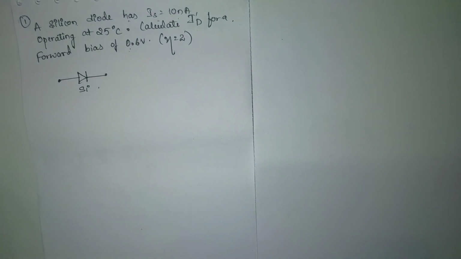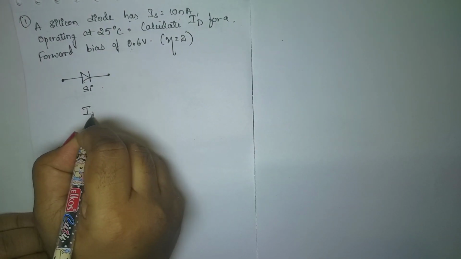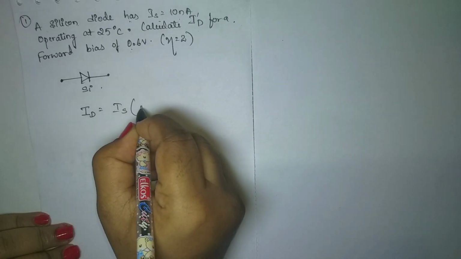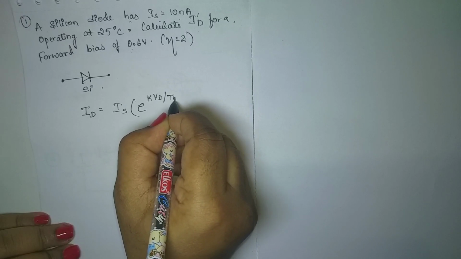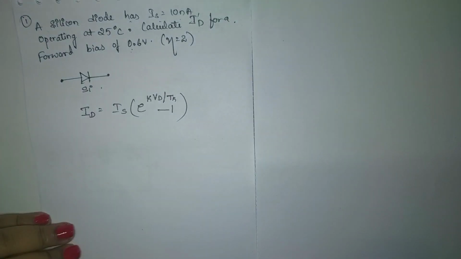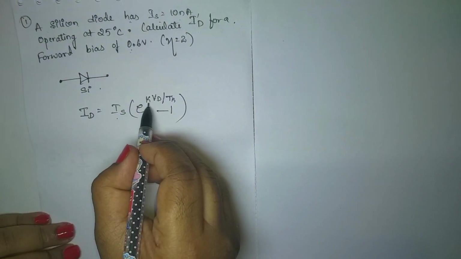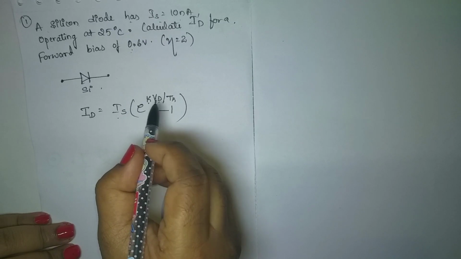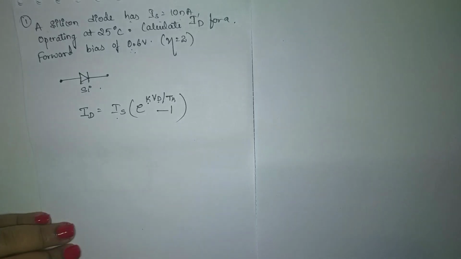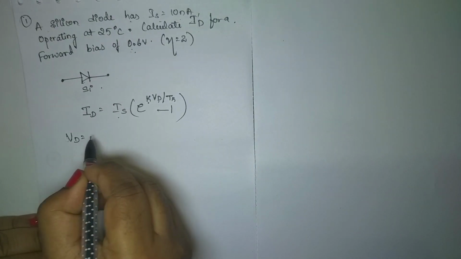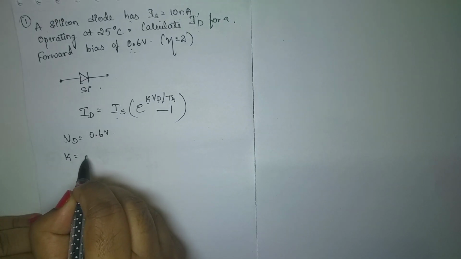Before starting the calculation, I'll write down the equation for current. We know that ID is equal to IS into e power (k into Vd divided by Tk) minus 1. Okay, this is the expression. In this, I know the value of Is. I need to find out K. Vd is already given, so it is 0.6 volts. And I need to know Tk. K, we don't know.